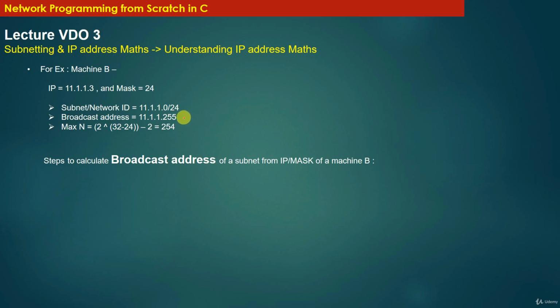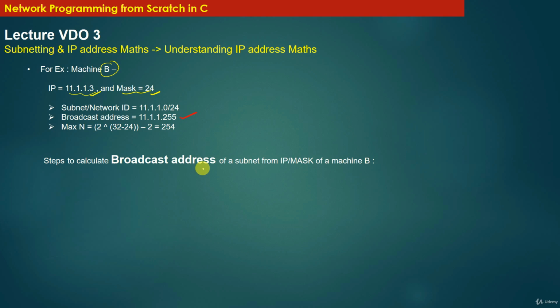Now next we are going to see the steps regarding how to compute the broadcast address of a subnet. Again, the user input is nothing but the IP address and the mask value that is configured on one of the machines present in the subnet. In our example, we have taken such a machine as machine B. So using this as the user input, let us see how to compute the broadcast address of a subnet.